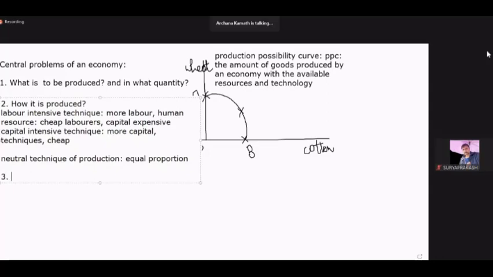Third, the central problem of an economy is that you should target who should be the consumer, for whom to produce. Okay, for whom to produce is the next serious question.